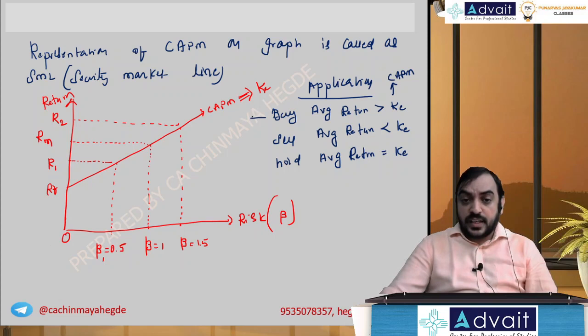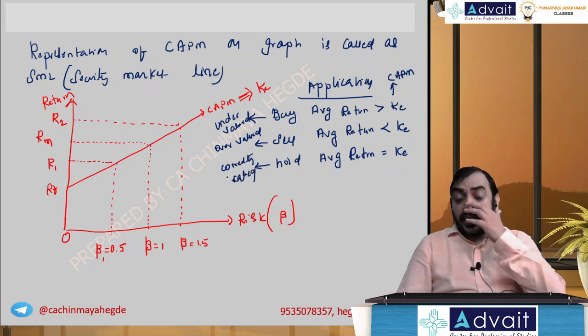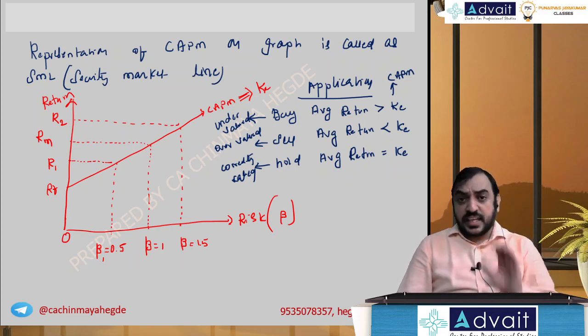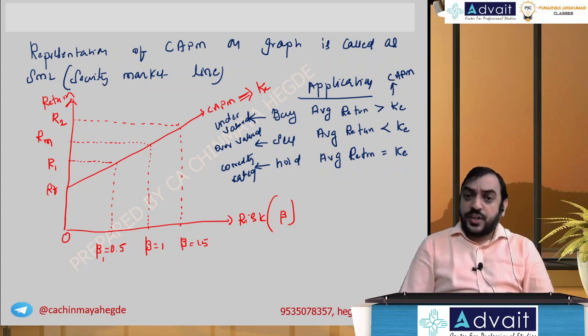Buy means it is underpriced in the market, undervalued in the market. This is undervalued, or you can say underpriced. So we buy. This is overvalued, so we sell. And if it is equal, we say it is correctly valued. If it is undervalued, we are going to buy. If it is overvalued, we are going to sell. If it is correctly valued, then we are going to hold.